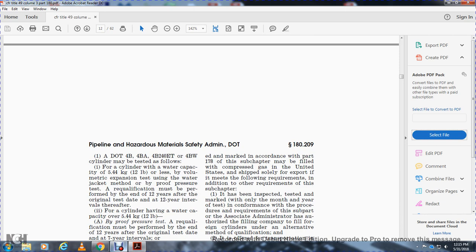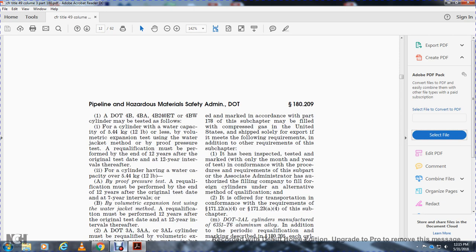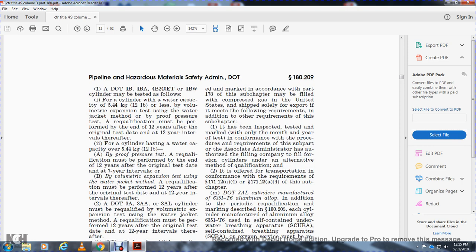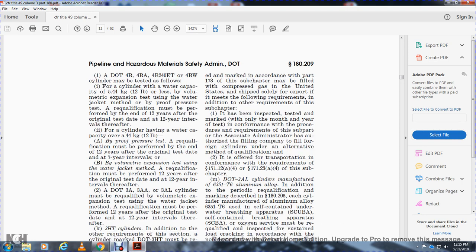Method of approved pressure for the requalification must be performed 12 years after the original test date, and at 12-year intervals thereafter. The 4-cylinder, having only a water capacity of 12 pounds, with proof pressure requalification, must be performed at the end of 12 years from the original test date with a 7-year interval. The volumetric expansion testing with the water jacket test method of requalification must be performed 12 years after the original test date, and at 12-year intervals thereafter.